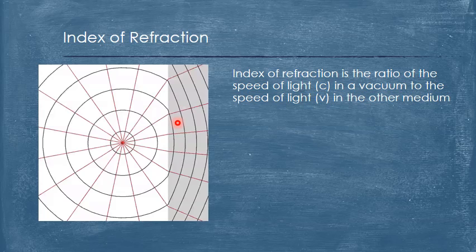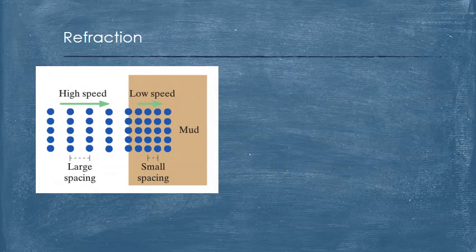So the way we define the index of refraction, it's the ratio of the speed of light in a vacuum to the speed of light in the medium itself, and you can see it travels slower in the medium itself, so it's always going to be less than the speed of light. So the index of refraction should always be greater than 1. Never less than 1.